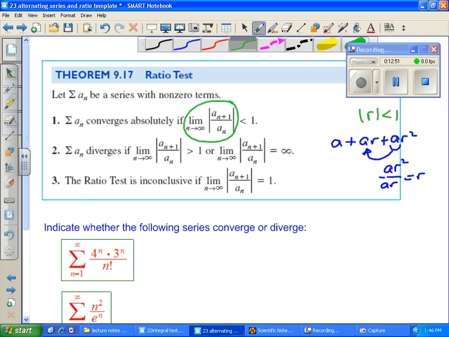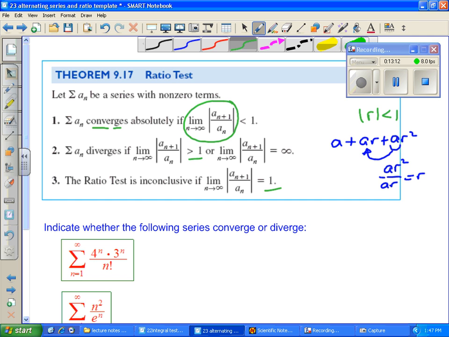So even if it may not be a fixed number, as long as the limit of that ratio is less than 1, it says the series converges. If it is greater than 1, then the series diverges. If it's exactly equal to 1, the test fails, and you need to go back and look for another test. Okay? So now let's do an example to see how this test can be used.